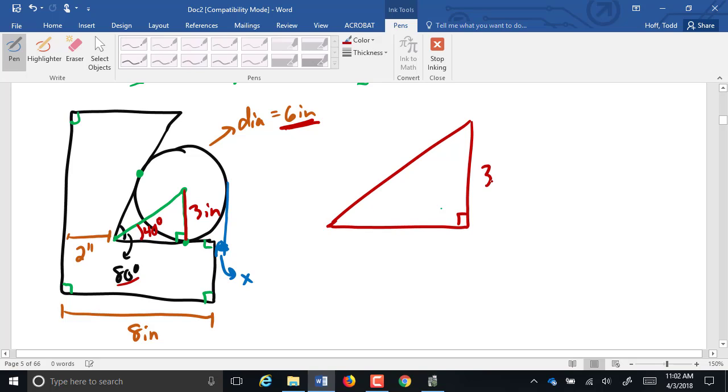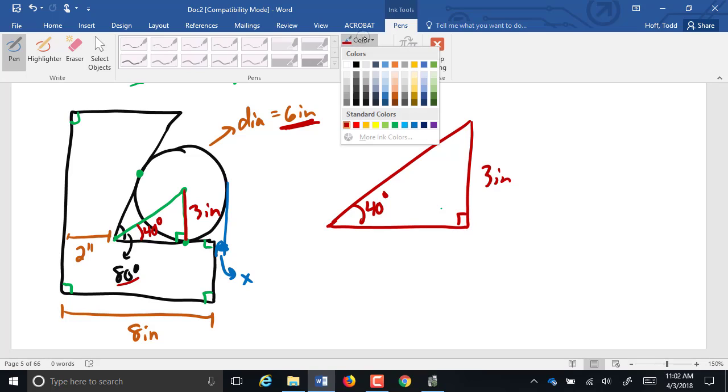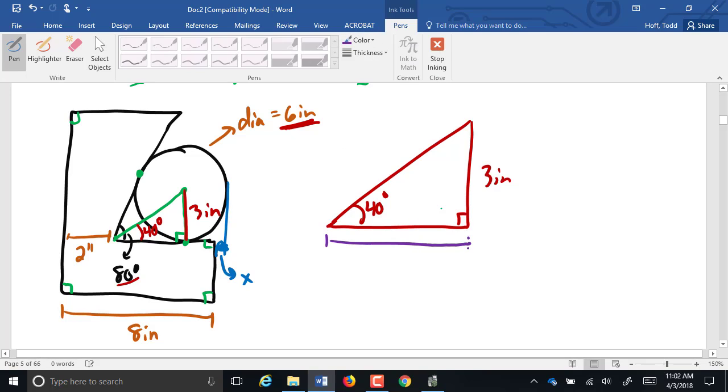So I'm going to draw that triangle a little bigger. This is 3 inches and 40 degrees. How do I find this dimension? Everything come out okay? So how do we find this dimension here? According to that angle, this is the adjacent side. 3 is the opposite side. That's a tangent.